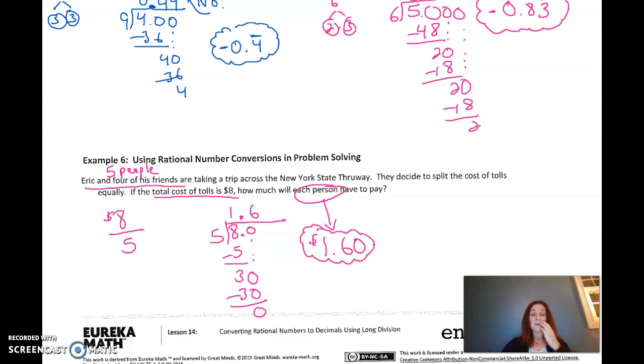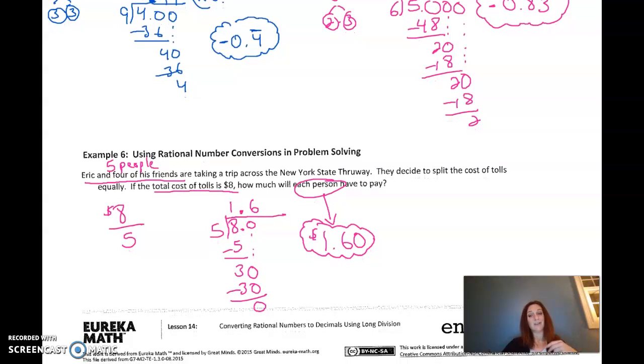All right. So using long division, it's really helpful sometimes if we recognize what the denominators are, because then we know whether to look for a terminating or repeating decimal. Other than that, just use your long division.